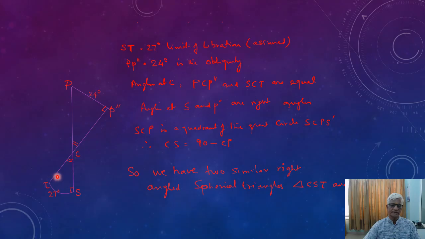Angles TCS and PCP double dash are equal because they are opposite angles. And the segment PS is an arc of pi by 2 or 90 degrees, and the arc SC of this triangle is 90 minus PC. And these are the two spherical triangles which we need to solve.